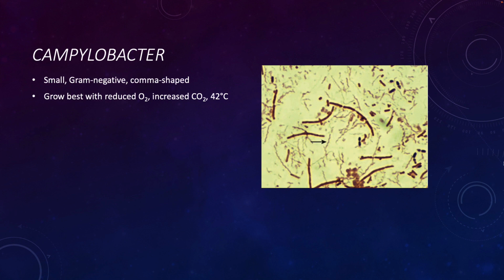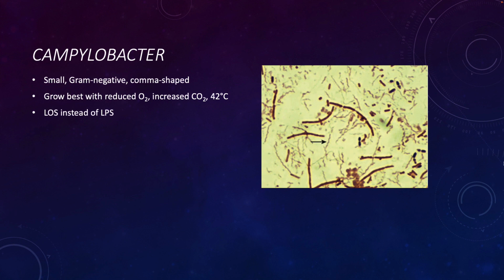They grow best with reduced oxygen and increased carbon dioxide at 42 degrees. So culturing them is a little bit trickier. Even though they will grow in our bodies at 37, when you try to grow them in culture, you have to alter the conditions a little bit. This is not terribly common when working with bacteria. Usually, one that grows inside the human body will do fine at body temperature for incubation, but these like it hotter.